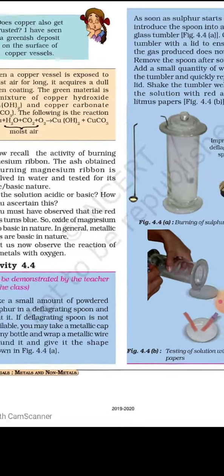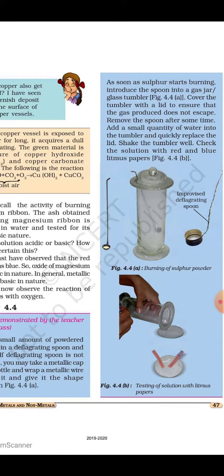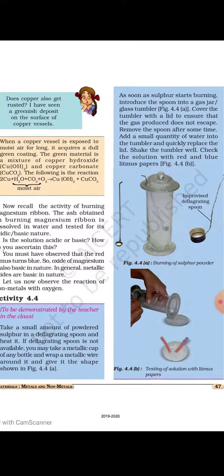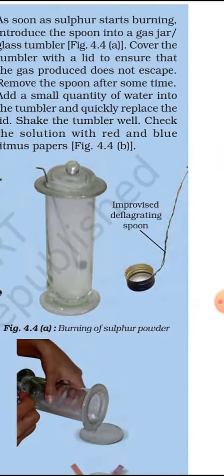See activity 4.4. What we have to do is take a small amount of powdered sulfur in a spoon. If a steel spoon is not available, you can take a cap of a syrup bottle and join it with a metallic wire around it. Its shape will look like this, as represented in the picture.